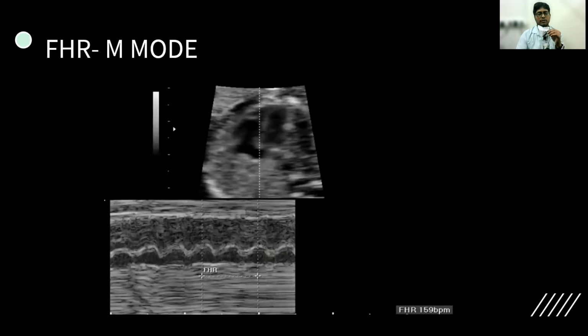Now, there are different schools of thought on using power Doppler for fetal heart rate or using M mode. M mode is always safe. Power mode has to be kept as low as possible according to the ALARA principle.